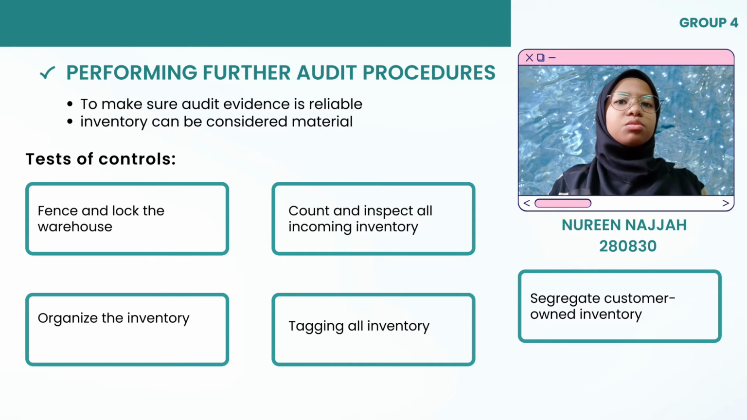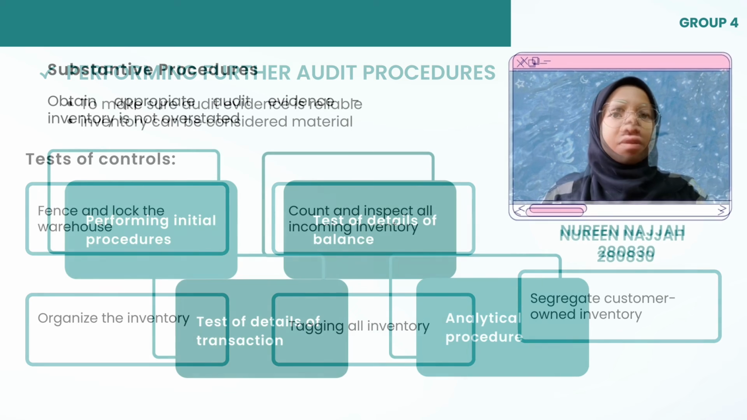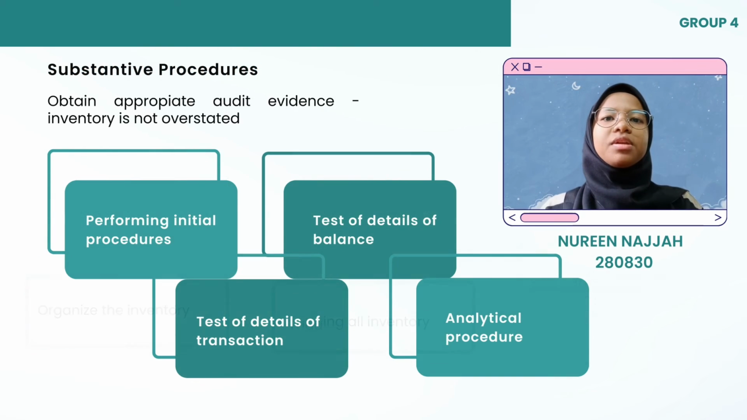Then, they need to tag all inventory with part number, description, unit of measure and quantity. Lastly, move on to segregation of customer-owned inventory, since all the types of inventory are in the warehouse. By segregating the inventories, a customer's inventory can be identified. The purpose of this procedure is to obtain the appropriate audit evidence that proves inventory is not overstated.